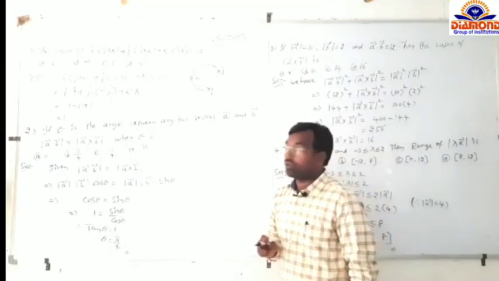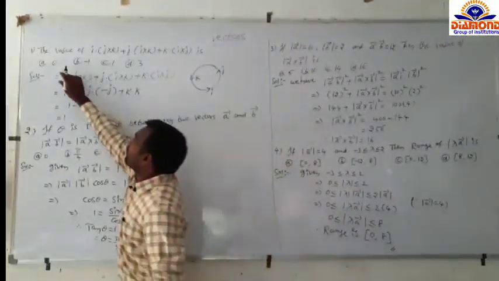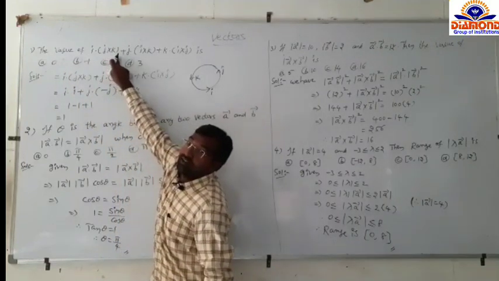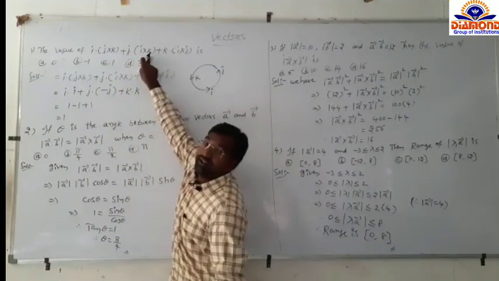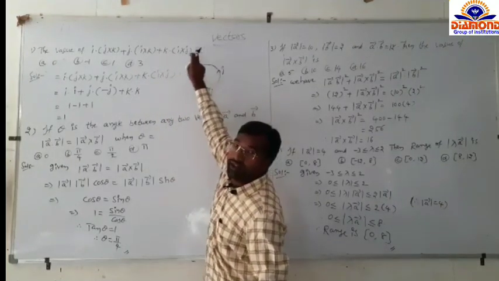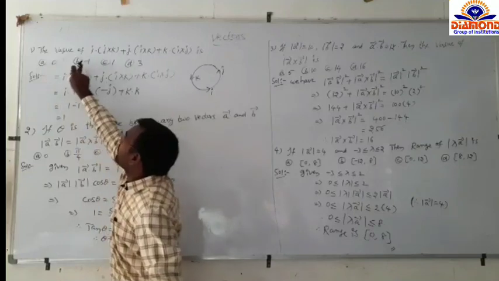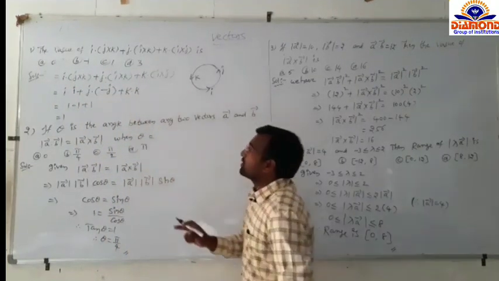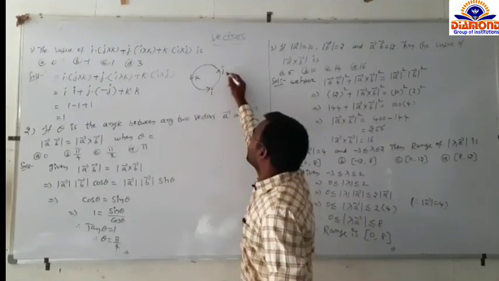Stop. Now discuss the problems. First problem: the value of i dot (j cross k) plus j dot (i cross k) plus k dot (i cross j) is. First option 0, second option -1, third option 1, fourth option 3. So this depends on the cyclic order i, j, k.